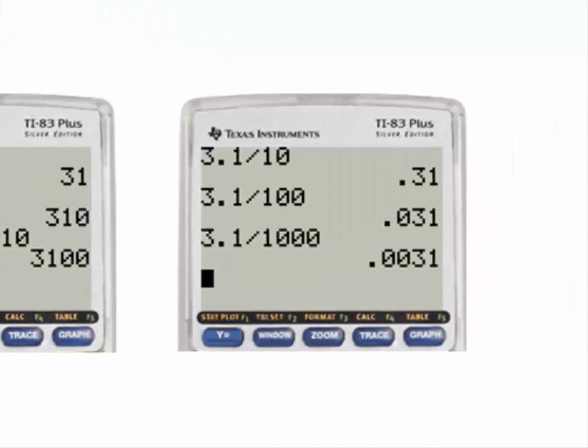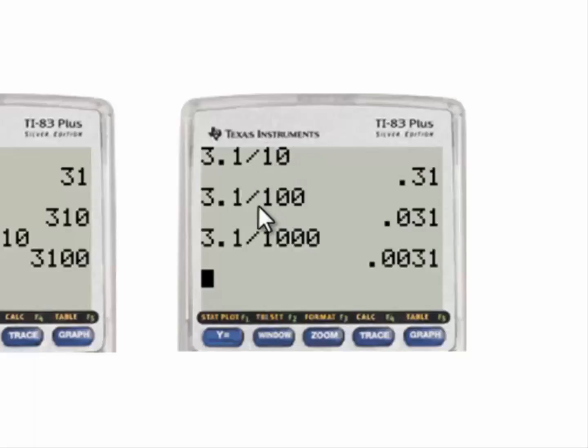If we divide by 10, 3.1 divided by 10 is 0.31. 3.1 divided by 100 is 0.031. 3.1 divided by 1,000 is 0.0031. So when we are dividing by a power of 10, we move the decimal place to the left.